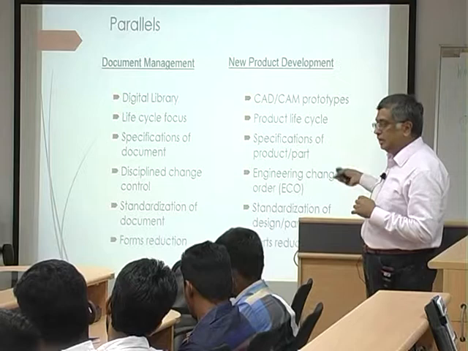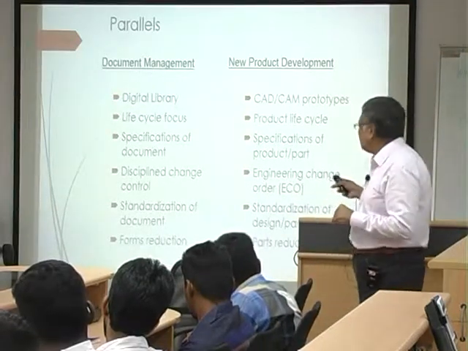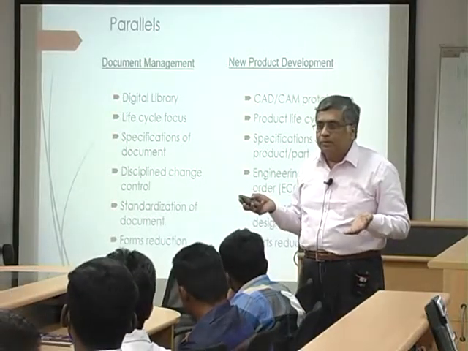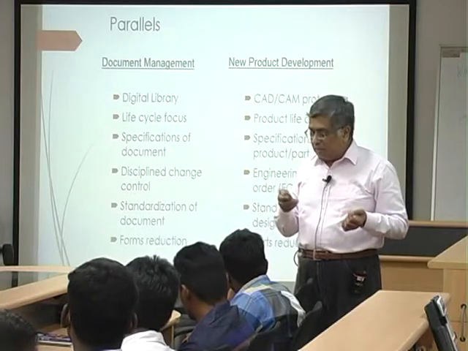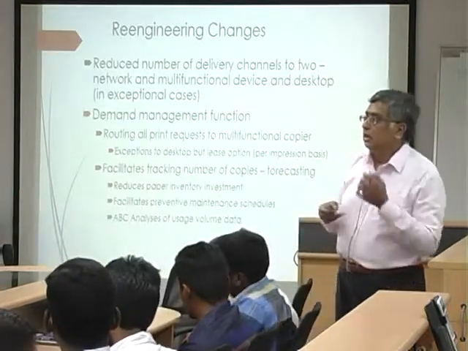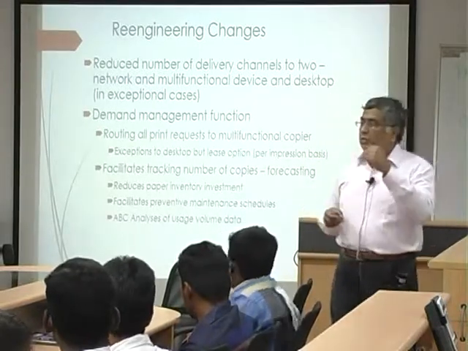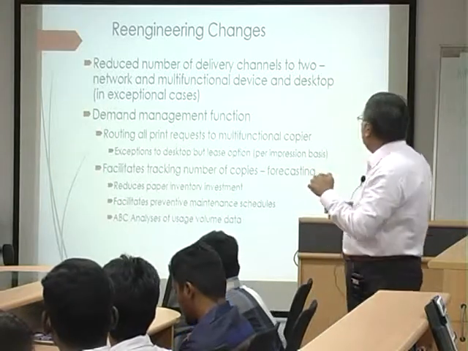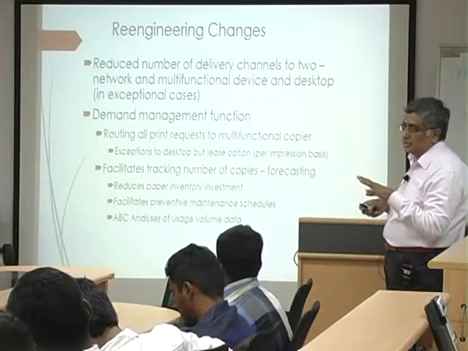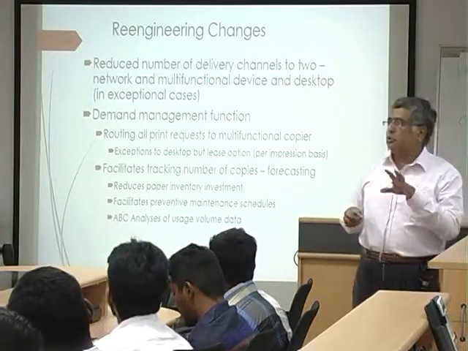So just like you have standardization of design, you have standardization of documents, and just like you have parts reduction, in the end, you have to reduce the number of forms. Does that make sense? So there is a parallel between the new product environment and the document management environment. So they did this re-engineering to say that the number of delivery channels for the print job were reduced to 2, network and multifunctional device, which should be the preferred printing channel, and desktop only in exceptional cases.